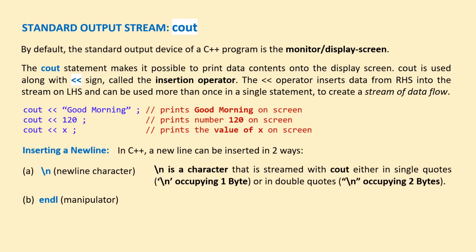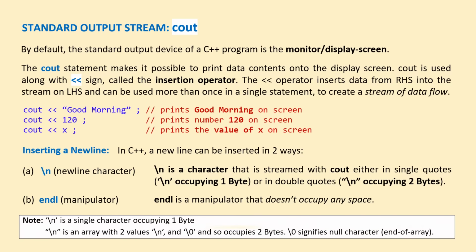\n. It's the new line character. \n is a character that is streamed with cout, either in single quotes or in double quotes. \n in single quotes occupies 1 byte, and \n in double quotes occupies 2 bytes. Next we have the endl, which is an output manipulator. Endl is a manipulator that doesn't occupy any space.